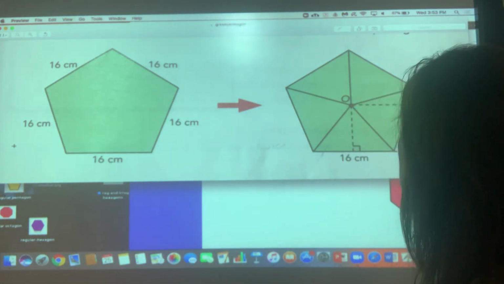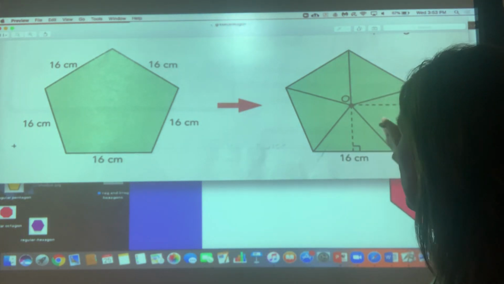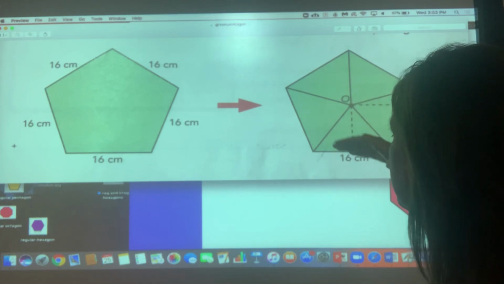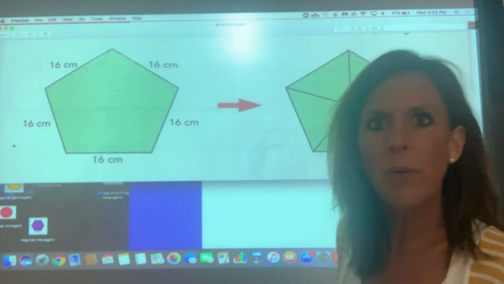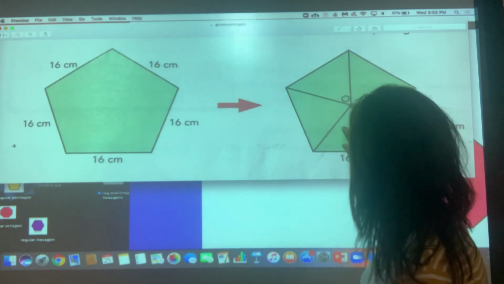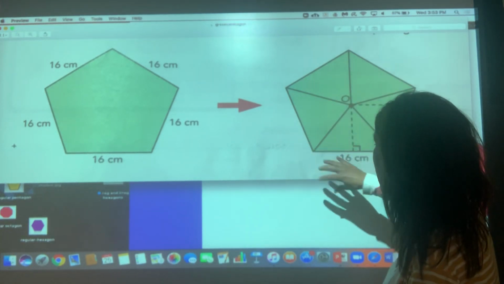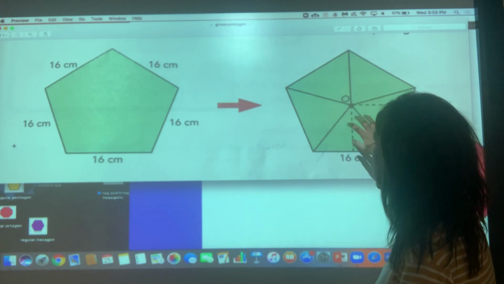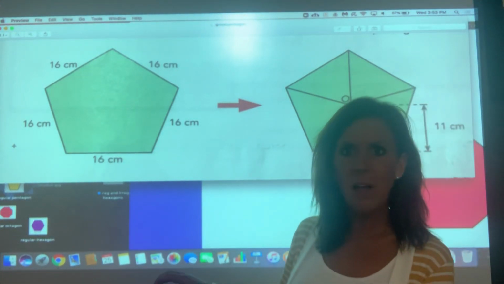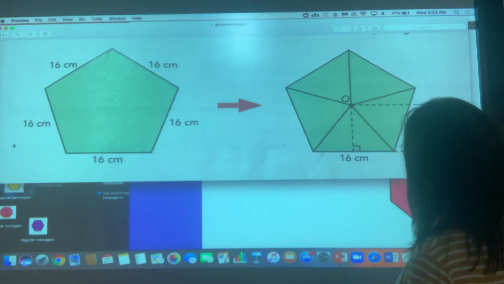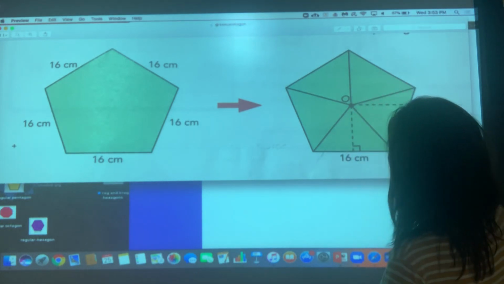Now, since we just said that this is the 5-sided shape that is split into 5 identical triangles, we know that this is 88 centimeters squared, and we know that we have 5 of that exact same thing. So let's take 88 and multiply that by 5. That should be the area of this regular pentagon.